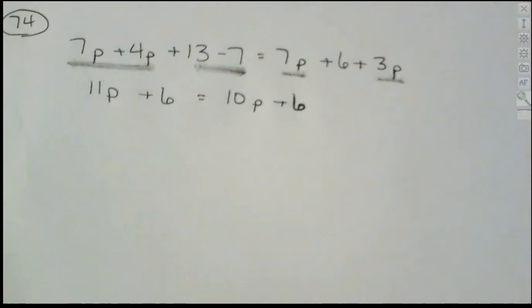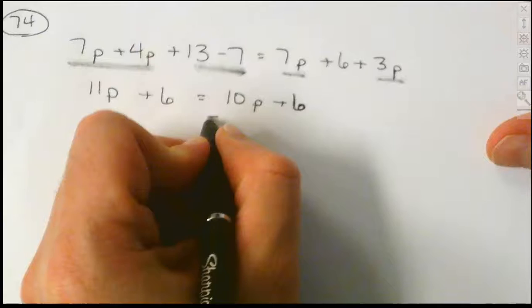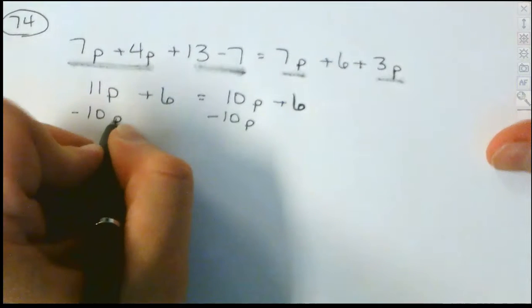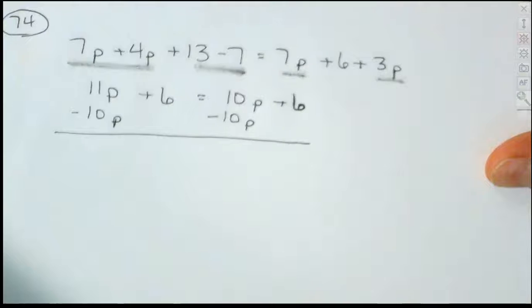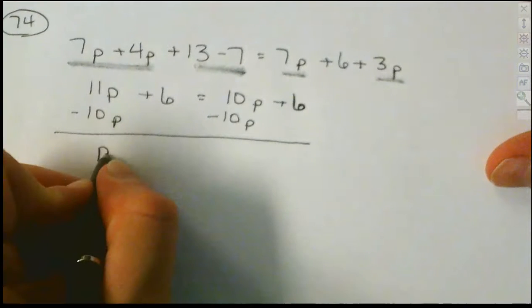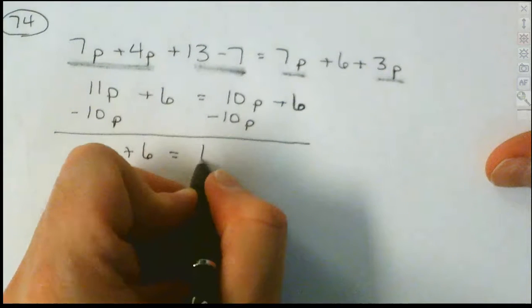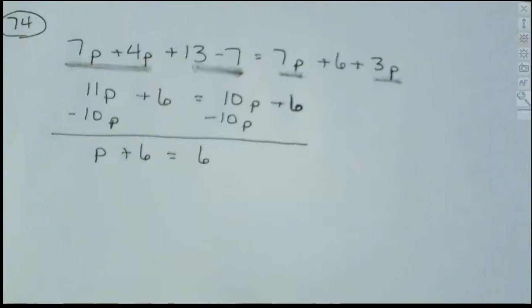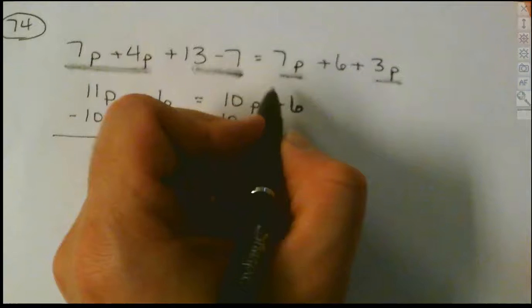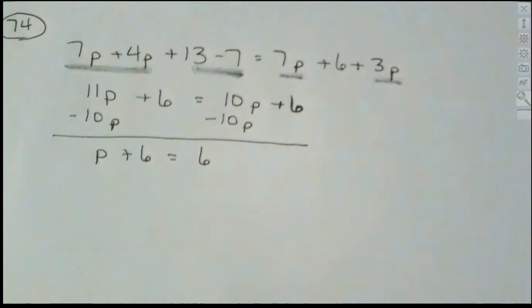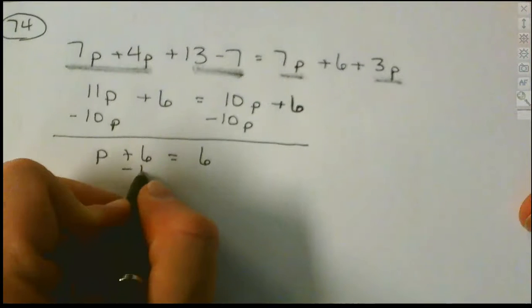Now we need to finish it. So we'll move that 10p over with subtraction. And 11 minus 10, that leaves you with a 1p. And then that's a plus 6 equals a 6 there. We don't need that extra plus sign. And now what are we going to do? Move that 6 over with subtraction.